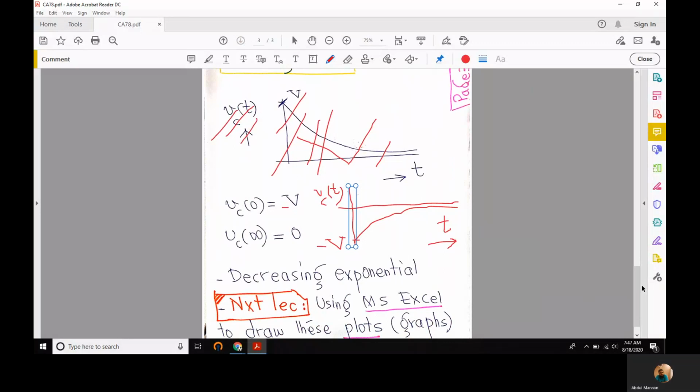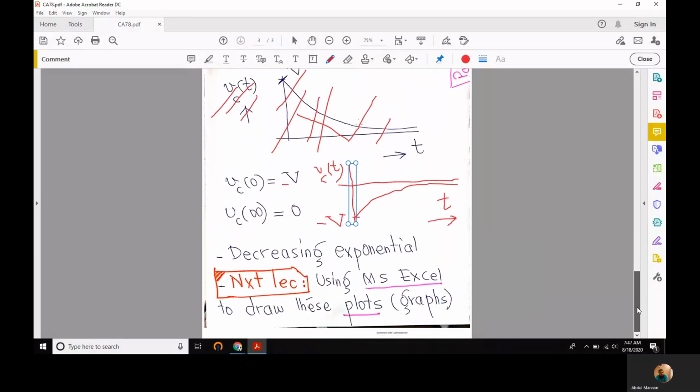So it's a decreasing exponential, not necessarily. In fact, it is an increasing exponential because the magnitude increases, but it settles down at a value that is almost 0 and becomes exactly equal to 0 as time approaches infinity.